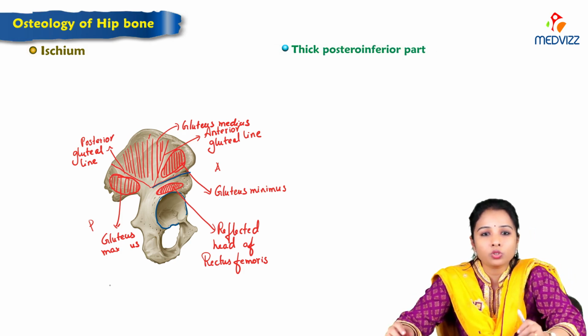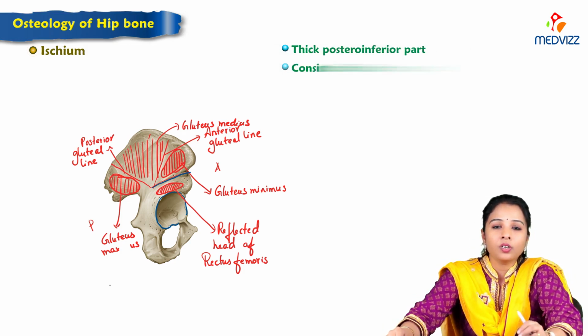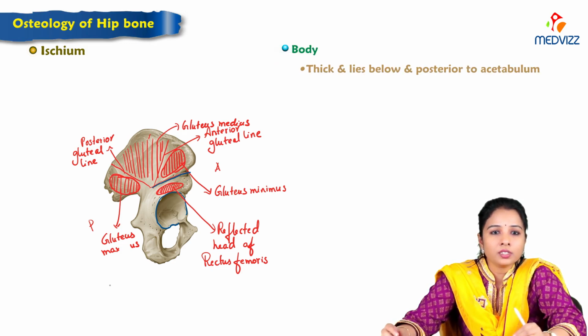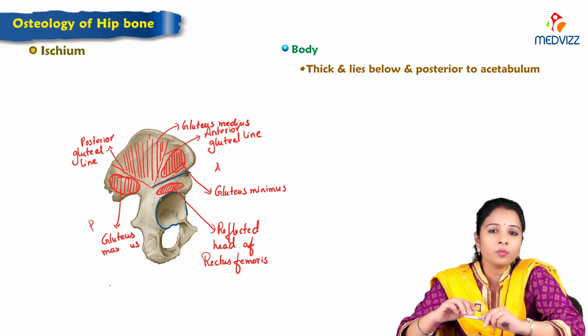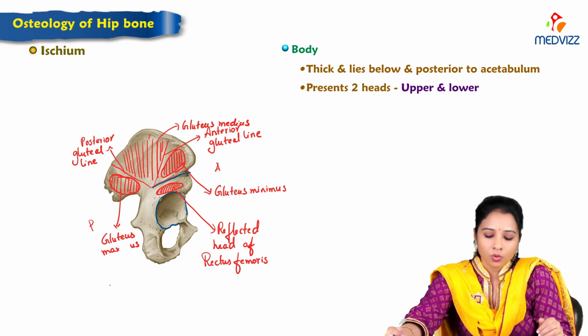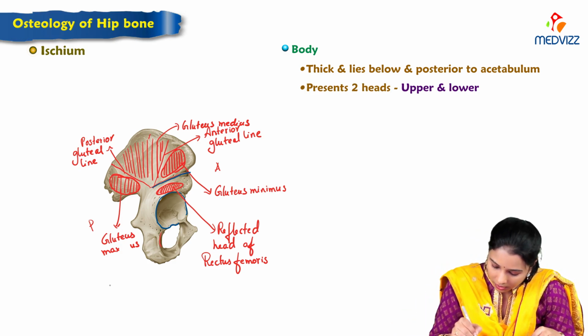The ischium is the thick postero-inferior part of the hip bone, and it consists of one body and the ramus. The body is thick and lies below and posterior to the acetabulum, and it presents two ends, the upper end and the lower end. So this is the ischium.